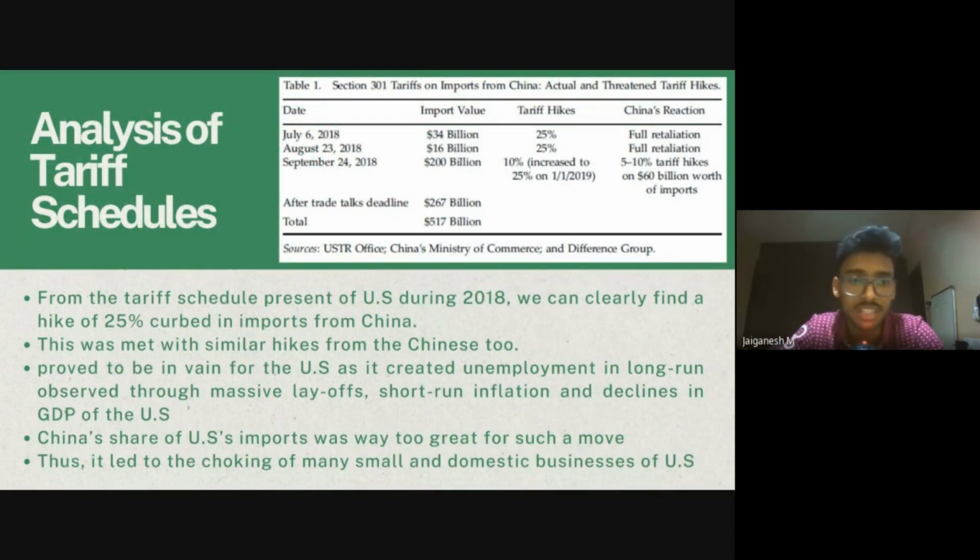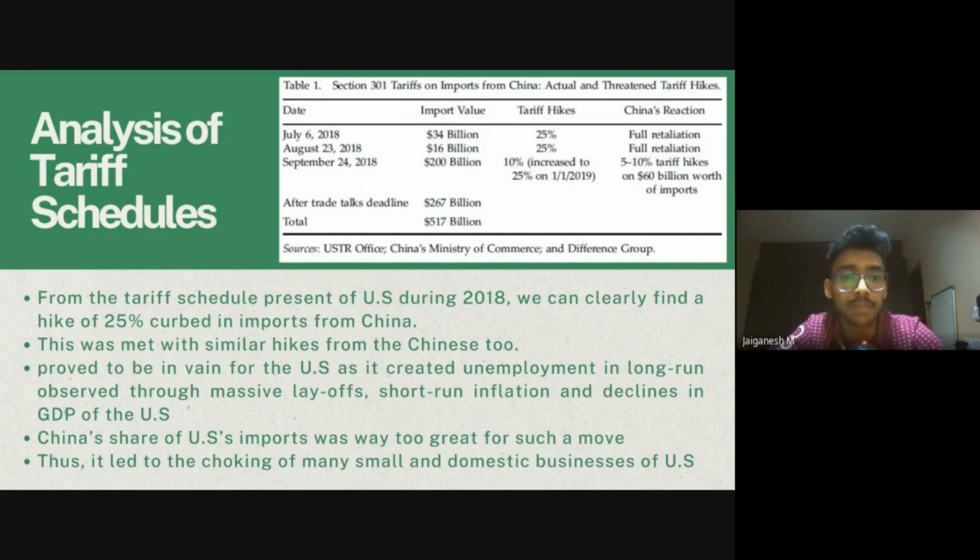So let's focus on the events that transpired from July 6, 2018. When Donald Trump came into power, he imposed tariffs of about 25% on $34 billion worth of goods and services imported from China. And China retaliated with a similar increase in tariffs. On August 23rd, 2018, a further $16 billion worth of goods were imposed a 25% tariff by the United States, and China retaliated likewise.